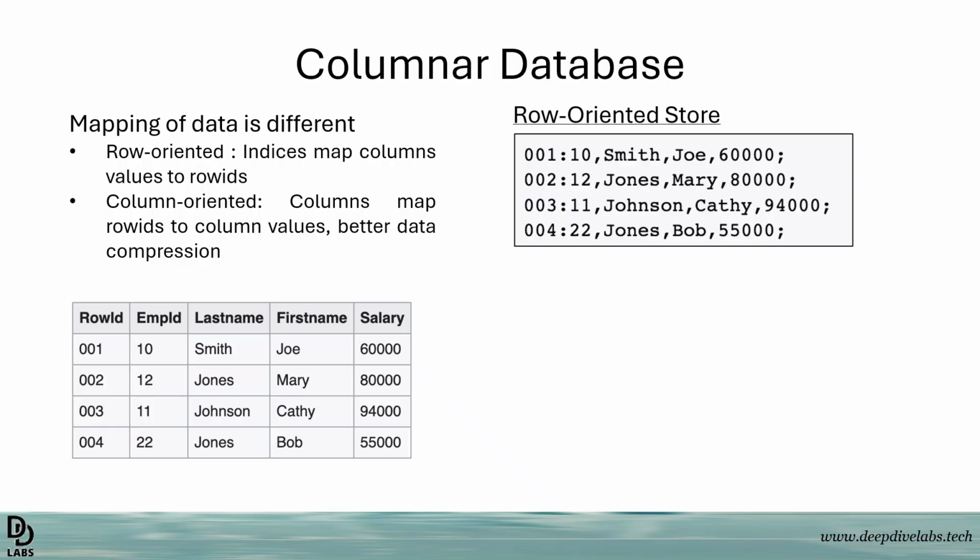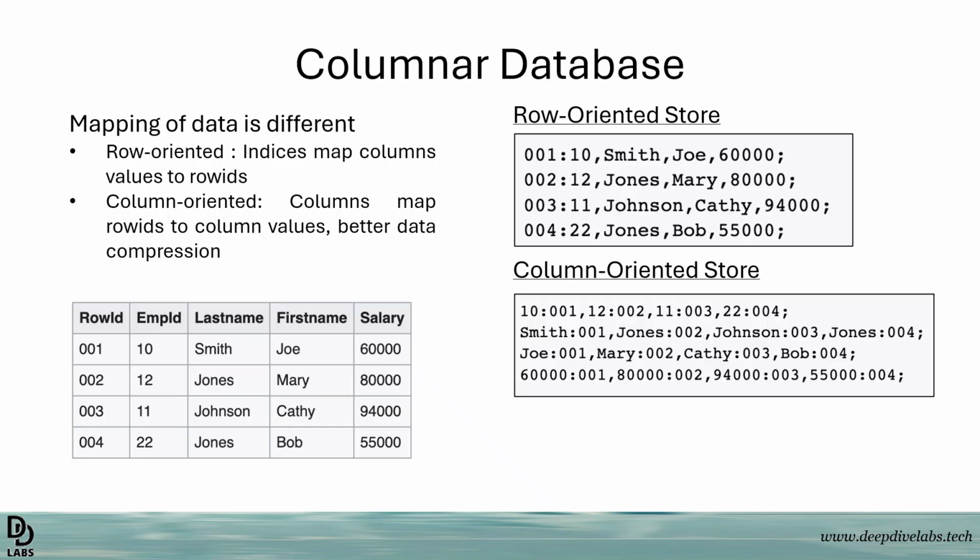So a typical row-oriented store essentially stores data in a row-wise fashion, right? Your row ID is 001, followed by the column values 10, Smith, Joe, 60,000, and so on. Whereas a column-oriented store essentially has to store the row ID and the column value together, right? So here, you will see employee ID 10 for row ID 001, then employee ID 12 for 002, 11 for 003, and so on, right?